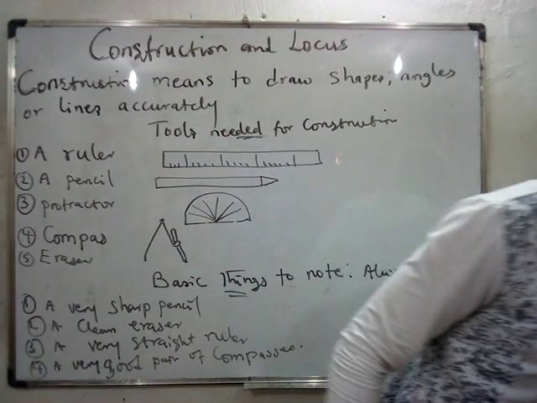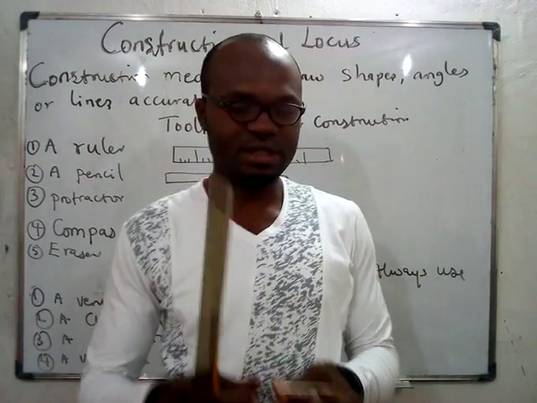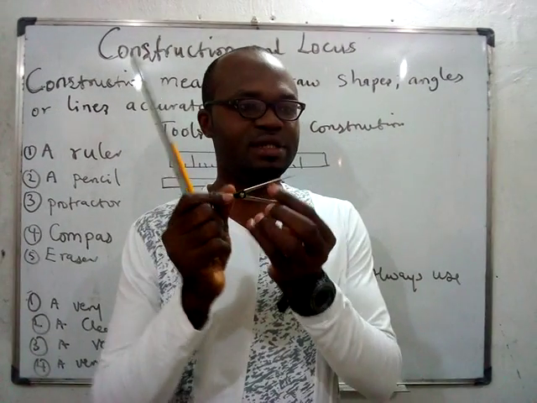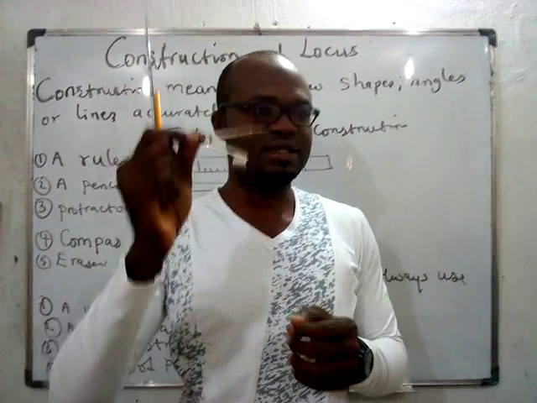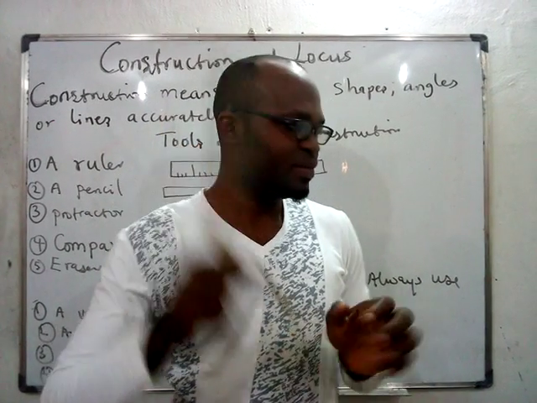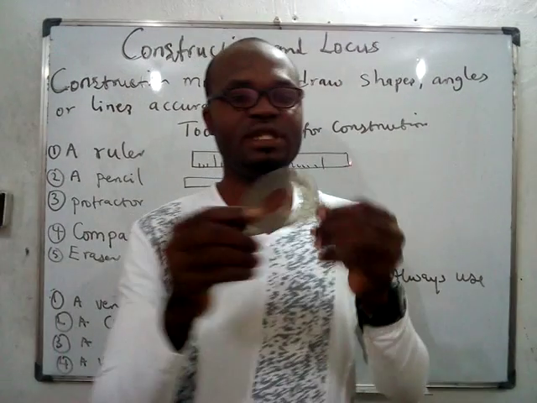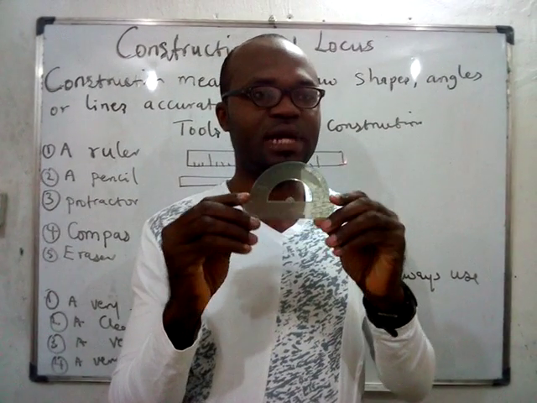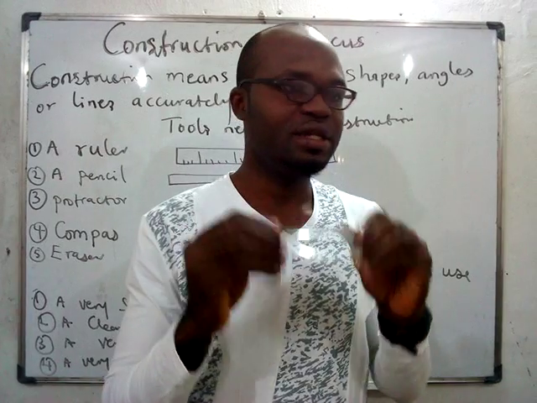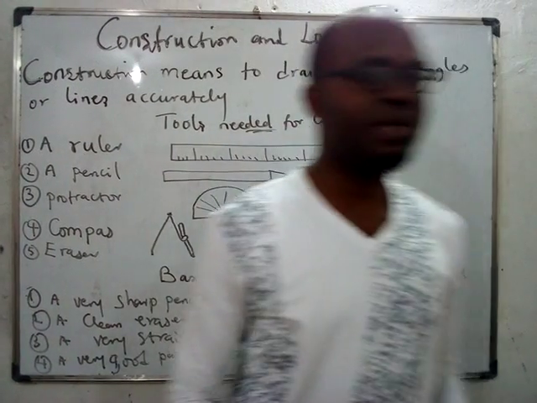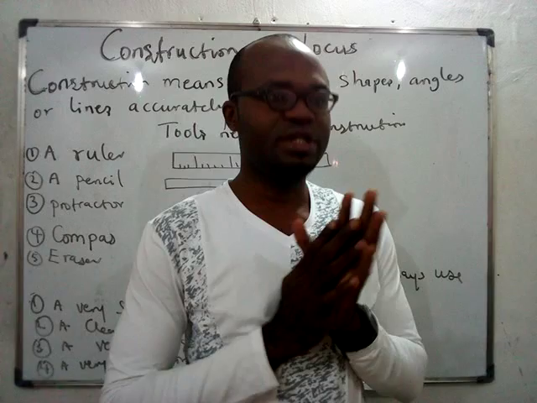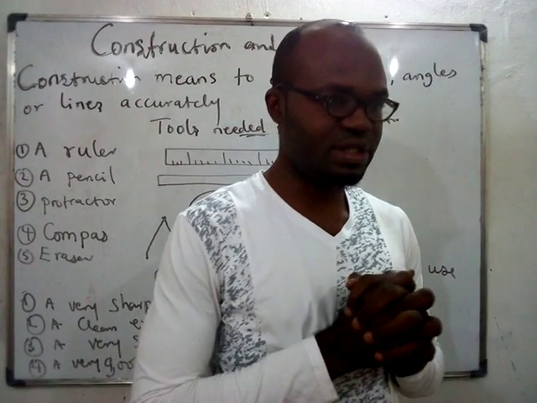Another thing you need is what we call compass. This is a compass. Use it to mark arcs and circles, isn't it? Another thing you need is a protractor. This is a protractor. Use it to mark out angles. Is that clear? You also need an eraser so that when you make a mistake, you can easily erase. You also need T-square and set-squares, isn't it?